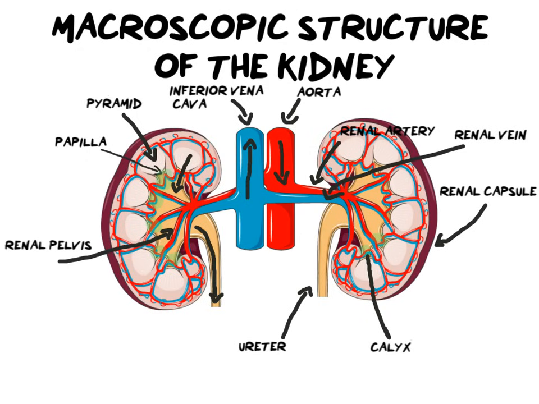So essentially, you have these funnels, which are the pyramids. They funnel down the liquid through their papilla into the calyx. The calyx joins into the renal pelvis. One structure slowly fades into the next.